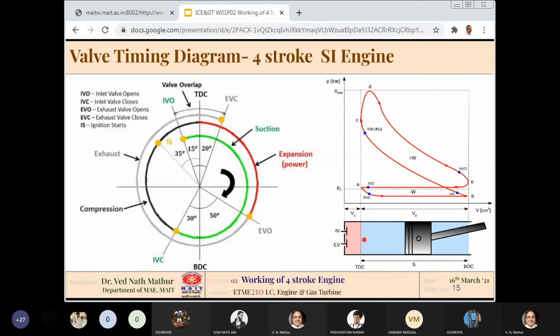This is the diagram which you may be asked to draw in your examination. So if somebody asks you to draw a valve timing diagram of a 4-stroke SI engine, then you need to draw these radial lines representing inlet valve open and inlet valve closed, and exhaust valve open and exhaust valve closed, and then you represent the suction stroke in green color, the black color is the compression, the red color is the expansion, and this gray color is the exhaust. So all this along with the abbreviations is called the valve timing diagram of a 4-stroke SI engine.